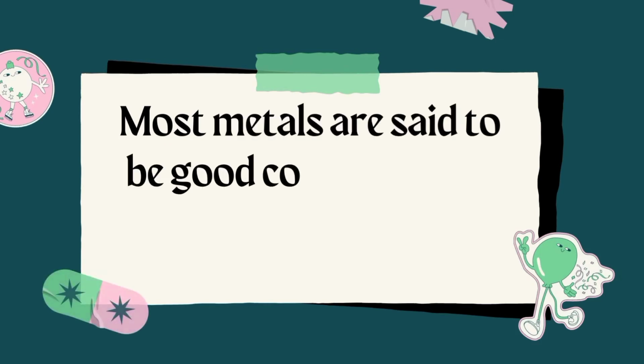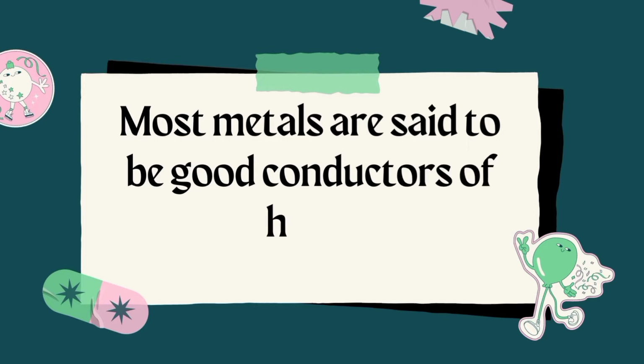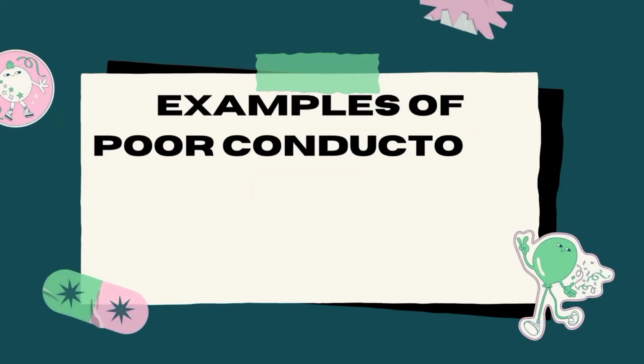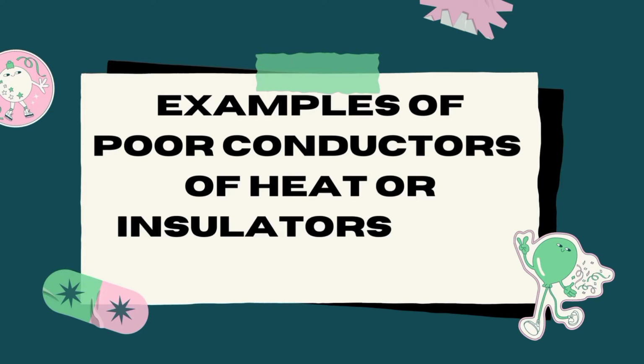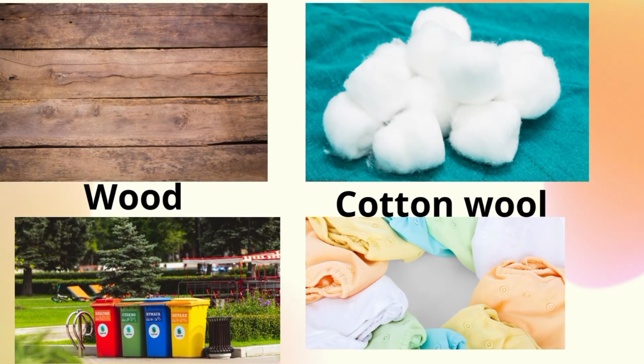While some materials are said to be good conductors, others are poor conductors of heat, or you call them insulators. Examples of these poor conductors of heat are: one, wood, we have cotton wool, we have plastic, and we have cloth.